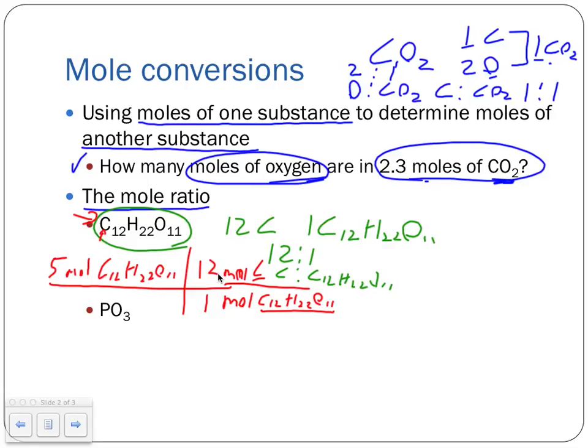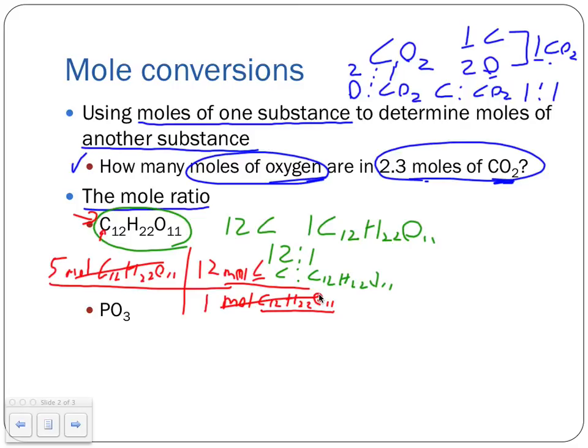Now we can figure out the number of moles of carbon. We just multiply across the top, so 5 times 12 divided by 1, because that's going to cancel right down there, leaving us with 60. So if we had 5 moles of C12H22O11, we'd have 60 moles of carbon, which we can then convert into grams of carbon or into carbon atoms the same way that we've done before.